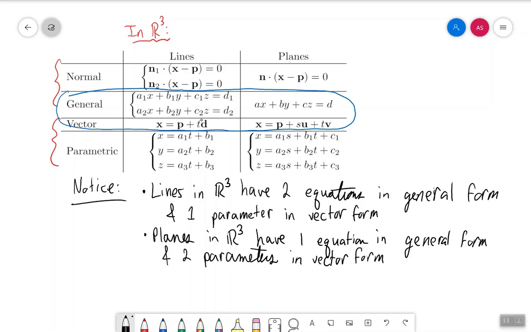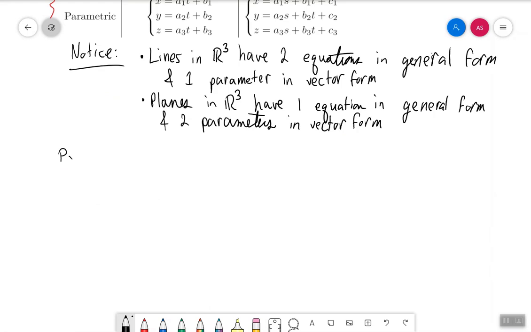So again, to say this, we have two equations here and one parameter, whereas over here we have one equation and two parameters. We can say this a little bit more generally by identifying a specific pattern here. Actually, we're going to be identifying two specific patterns.